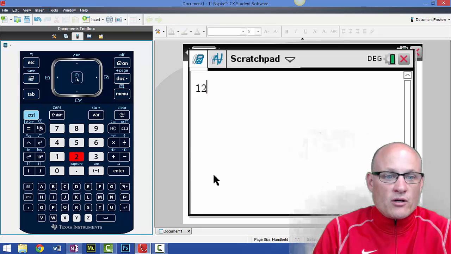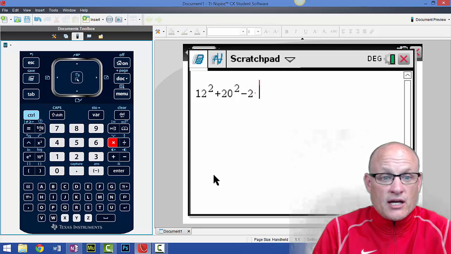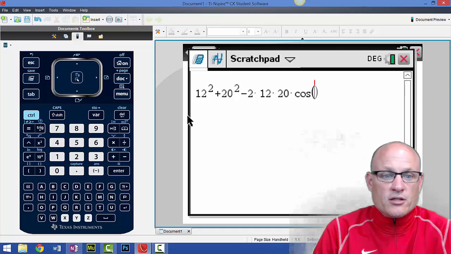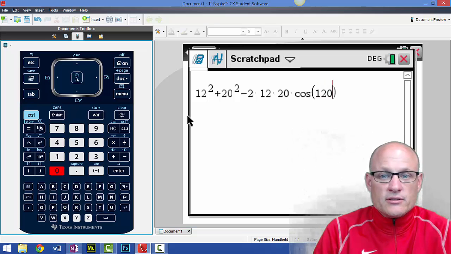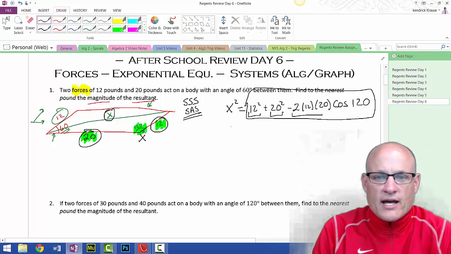So it was 12 squared plus 20 squared minus 2. Oftentimes kids forget that 2. 2 times 12 times 20 times, make sure you hit cosine of 120. And I get 784. Well, that's easy. So x squared is equal to 784.